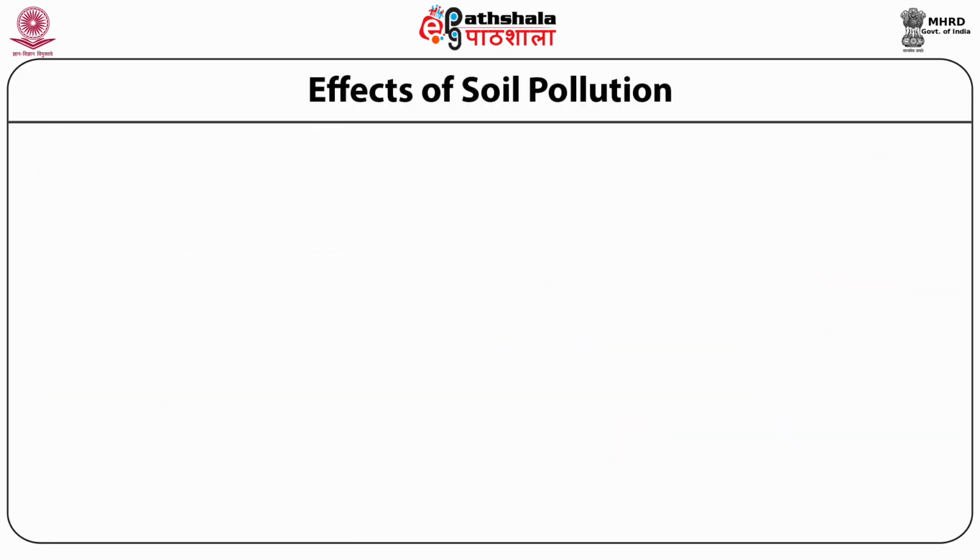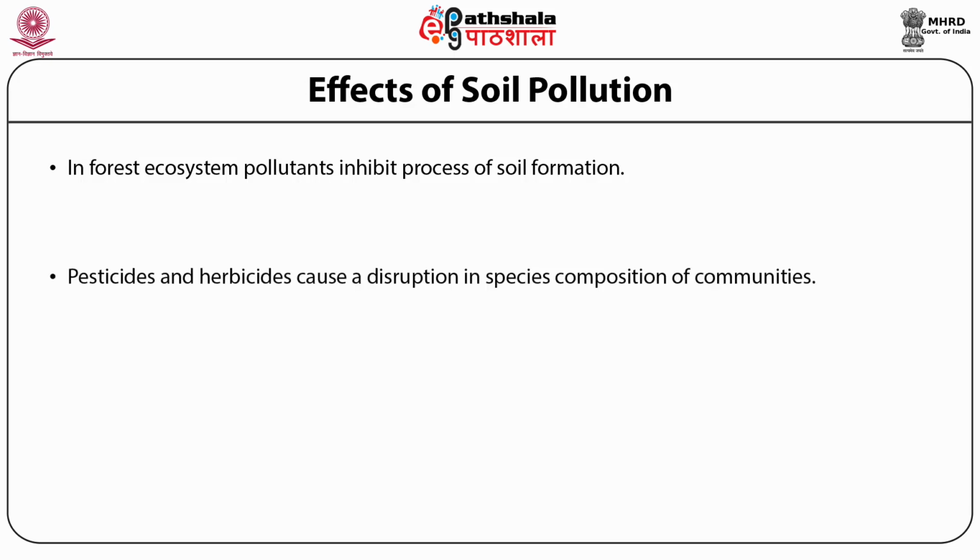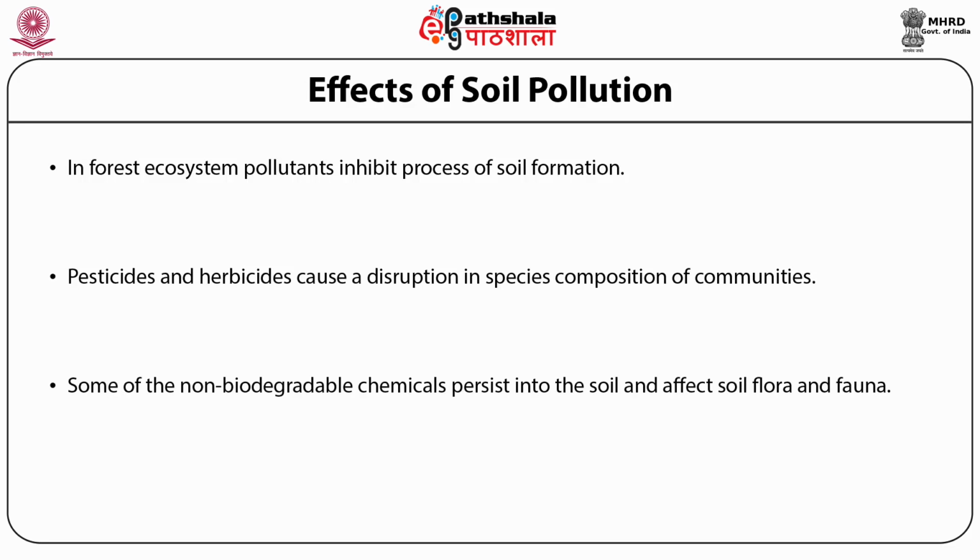You would like to know what the effects of soil pollution are. Dear students, in forest ecosystems, pollutants inhibit the process of soil formation. The soil itself is not formed. So how can you grow anything? The vegetation is being destroyed. Pesticides and herbicides also cause a disruption in species and composition of communities. Some of the non-biodegradable chemicals persist in the soil and affect soil flora and fauna. Soil pollution causes many diseases to all of us.